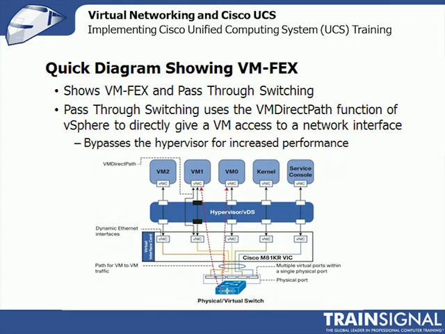So here's a quick diagram. It shows VMFEX and what we call pass-through switching. VM2 is doing what we call VMFEX, the standard VMFEX deployment. We have a physical switch here, and in our case this is going to be a fabric interconnect. At some point in the future this will be a Nexus 5500, something like that, and it'll actually let you do this with non-UCS servers or UCS C series.